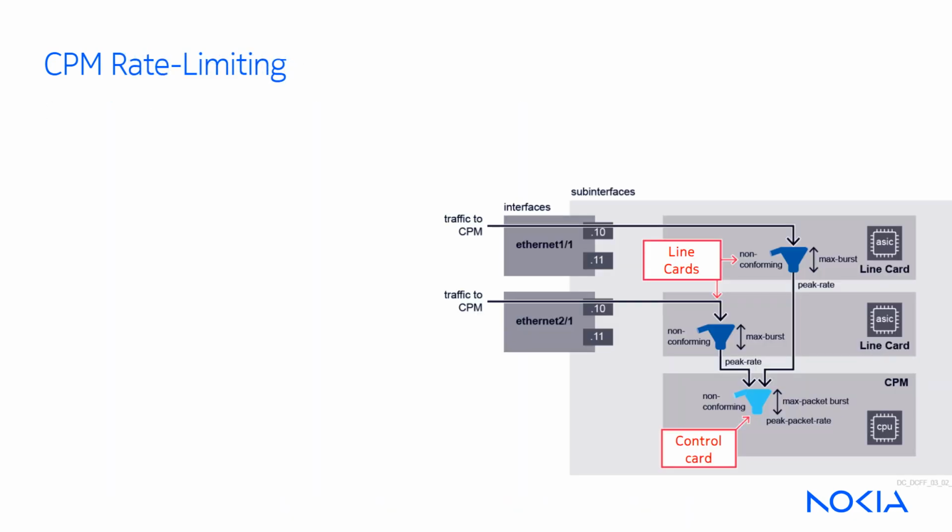Another feature that we'd like to discuss in this video is CPM rate limiting. As mentioned earlier, the rate limit action is typically used to prevent denial of service attacks. As an example, a malicious user could send thousands of HTTP requests to consume router resources and block legitimate requests.